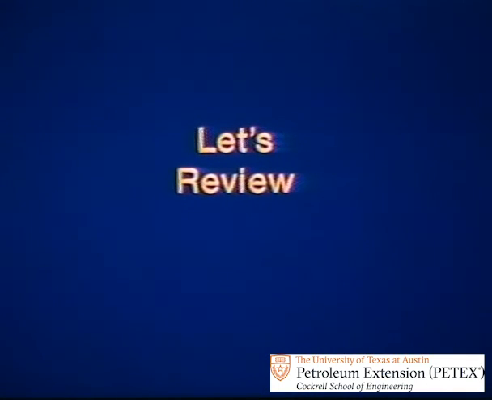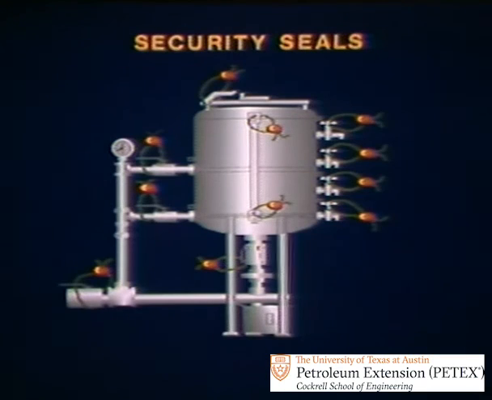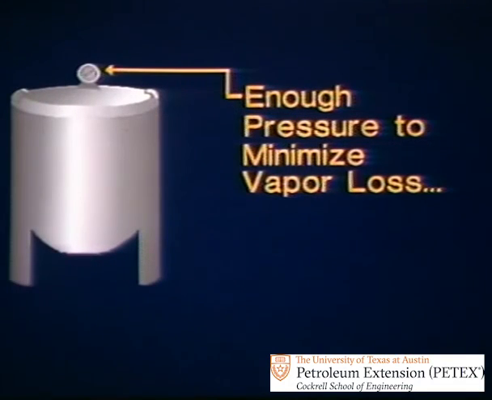Now let's review. Sample receivers can be fixed or portable in single or multiple units, but whichever, all sampler controls and access or withdrawal points should be sealed to prevent tampering. Discharge piping from the extractor to the receiver should slope downward. Keep pressure in the receiver to prevent loss of light ends.